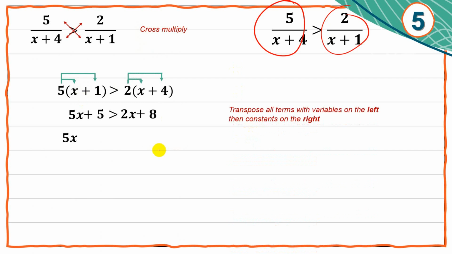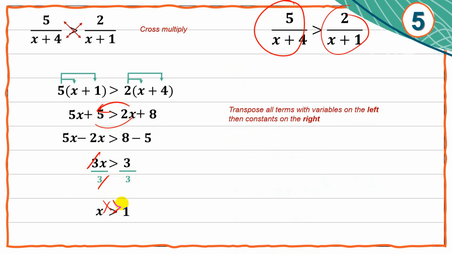Okay, 5x and then opposite of 2x is negative 2x. And then greater than, bring down 8. And opposite of positive 5 is negative 5. Then after that, 5x minus 2x is 3x, greater than 8 minus 5 is 3. And then we divide both sides by 3 since we need to omit this one and isolate x. So therefore, x is greater than 1.